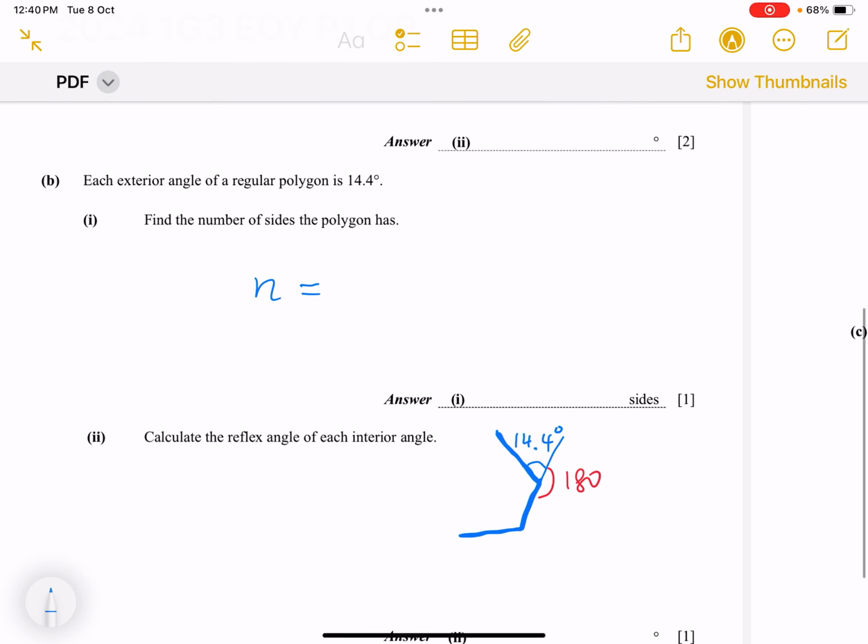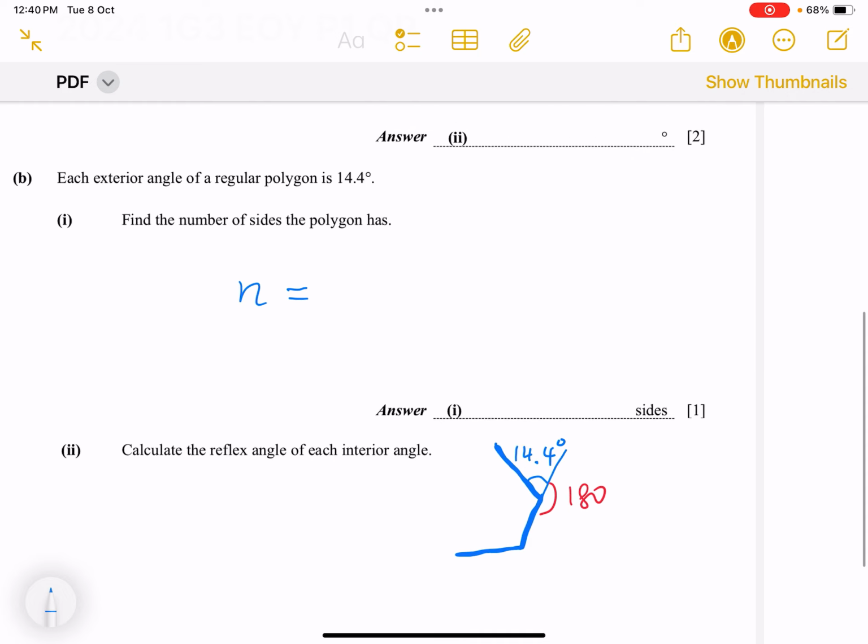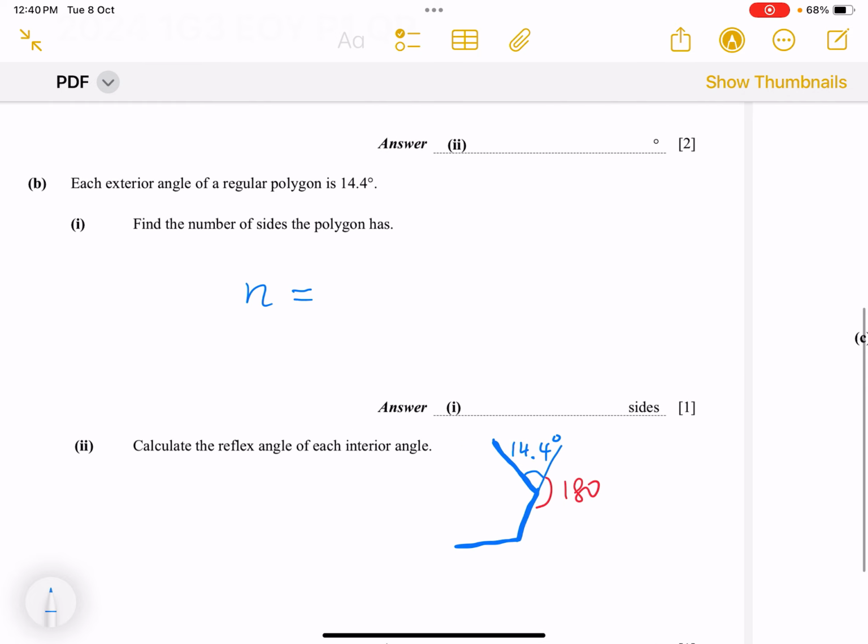Now the next sum gives us an exterior angle of a regular polygon. The number of sides of a regular polygon is given by the formula 360 divided by the exterior angle. That gives us 25 sides.